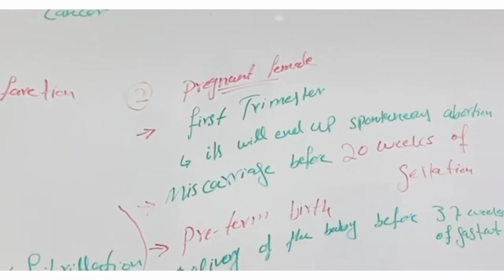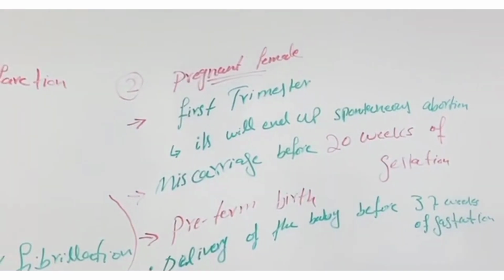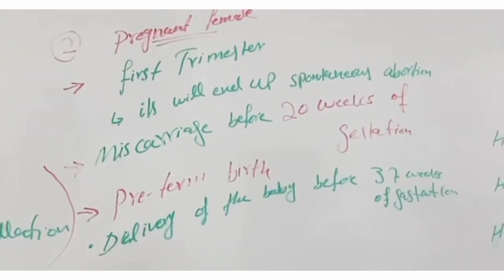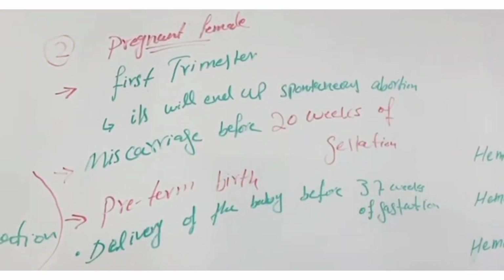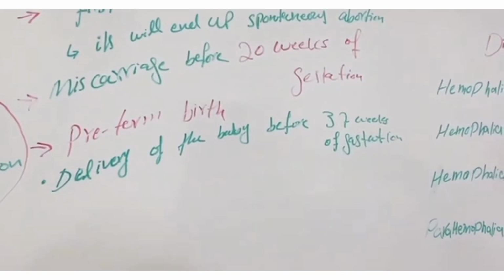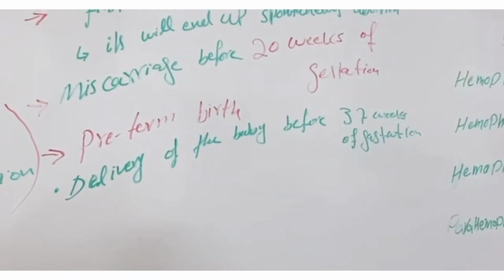Second is a pregnant female. In the first trimester, it causes spontaneous abortion, a miscarriage before 20 weeks of gestation, and recurrent preterm birth, delivery of the baby before 37 weeks of gestation.